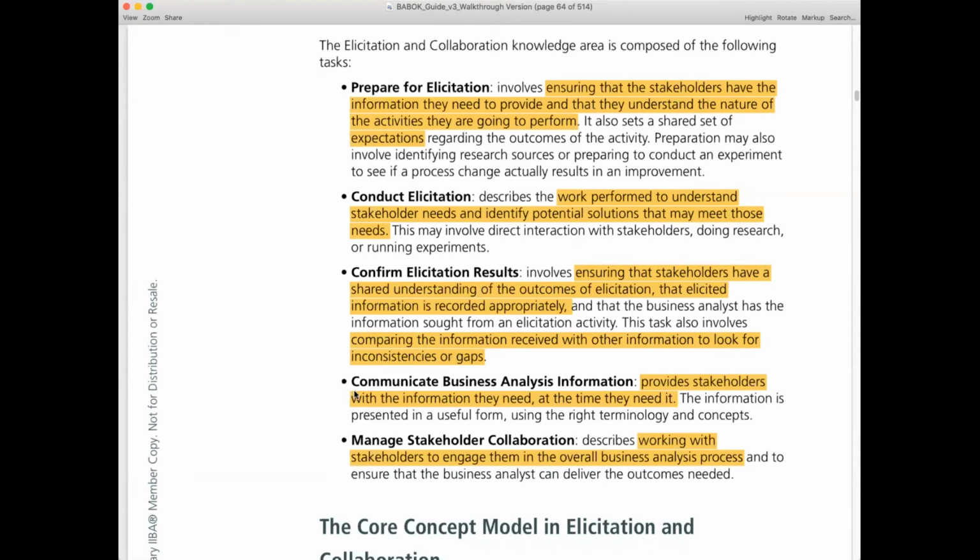And then communicate business analysis information is where we're actually communicating that information back to the stakeholders, giving them the information that they need at the right time. And then managing stakeholder collaboration is kind of separate from the other 4 tasks, but this is more of an overall task where we are actually working with the stakeholders to keep them engaged in the overall business analysis approach or business analysis process and managing the relationship with them.